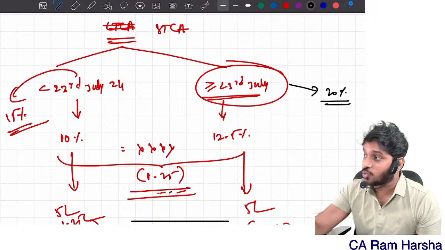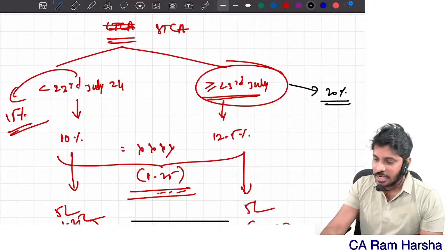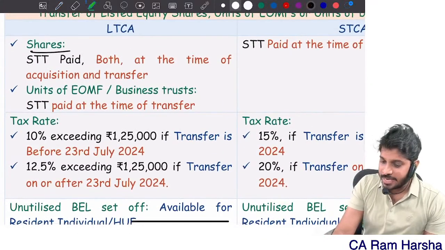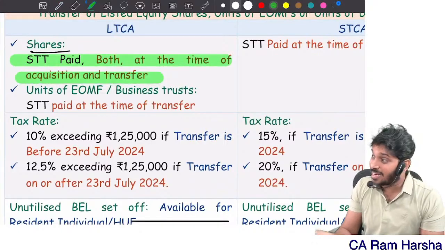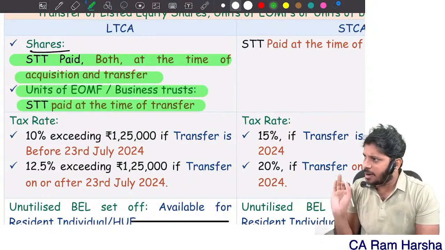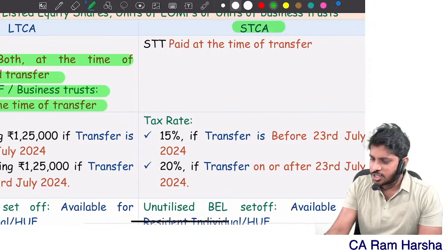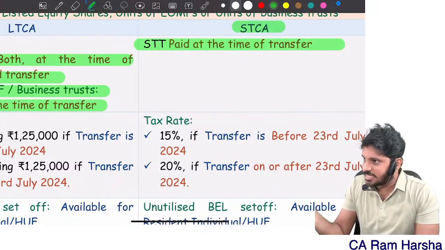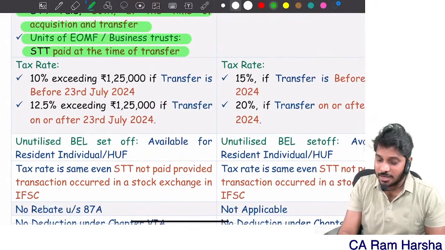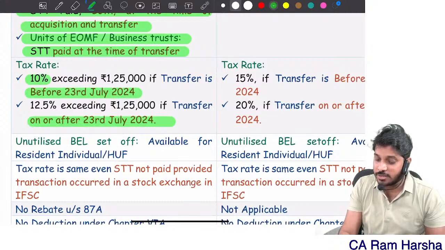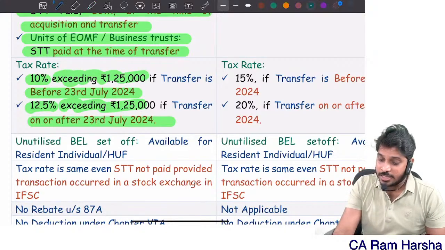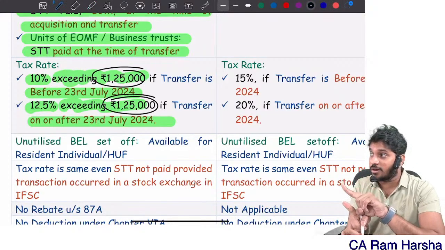111A completed, 112A completed. Are you getting it? In 111A and 112A you have a little more complications. Sir, if you are selling shares, STT must be paid both at the time of purchase and at the time of sale. For equity oriented mutual funds, STT paid at the time of sale is enough, and 112A applies. For the asset, STT paid at the time of sale is enough. The sale might have happened before 23rd July or on or after 23rd July. I have given the tax rates clearly: before 23rd July, 10%; on or after 23rd July, 12.5%; provided capital gain exceeding 1.25 lakh is only taxable. And remember, this 1.25 lakh limit is for the full year together.